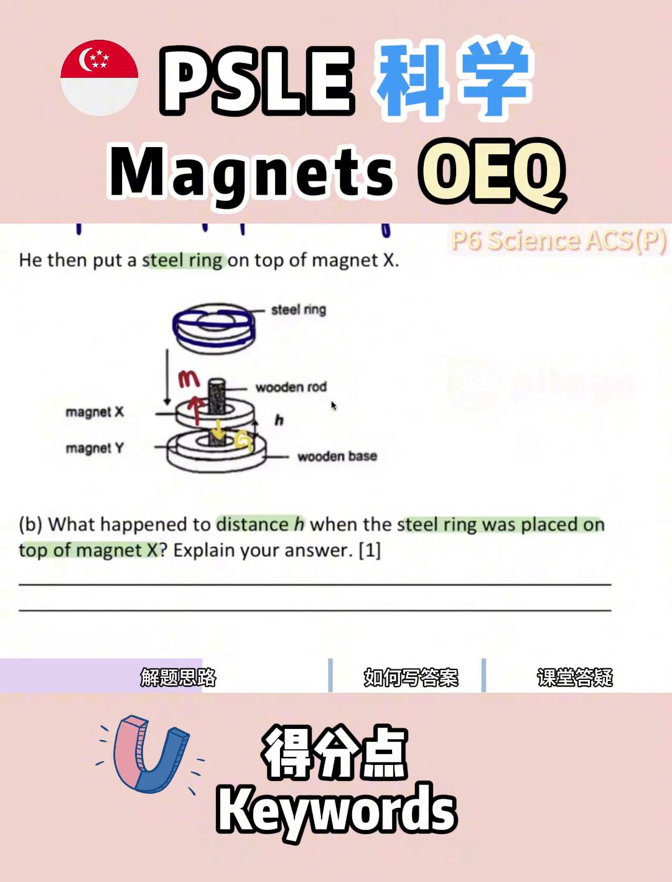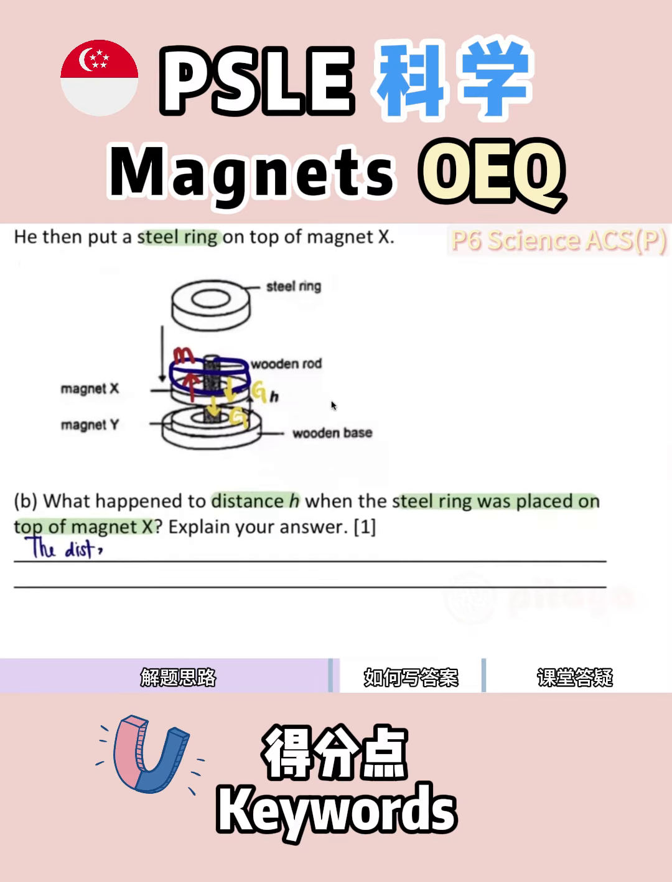Now adding this steel ring, it has mass sitting on top of it, right? Then now we have gravity acting on this steel ring too. So more gravity that is pulling both magnet X and the steel ring down because they now exist as one entity. So the answer for here is distance h would decrease.